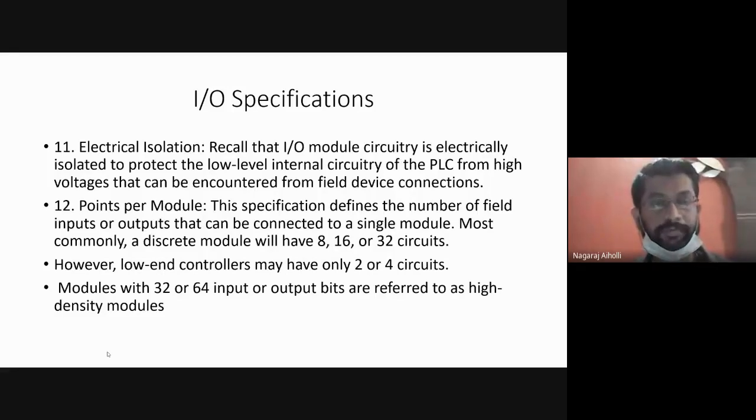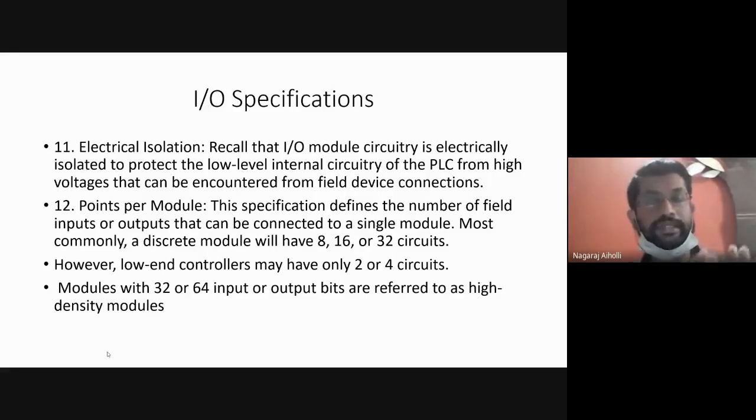Points per module is how many field devices can be connected to the IO modules. Maximum how many we can connect is based on the number of points per module. For digital, we use the term points per module. For analog modules, we use the term channels per module. That is the difference. The idea and the definition are the same: the number of field devices that are connected to the IO modules.